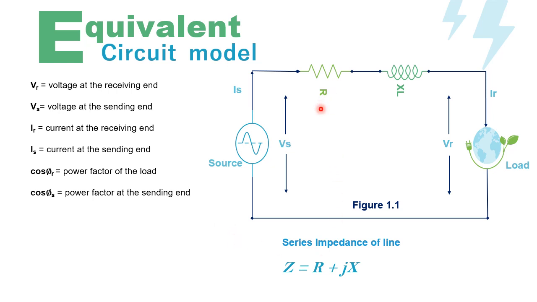The series impedance of the line is given as impedance equals resistance plus reactance. In short transmission lines, the shunt conductance and shunt capacitance of the line are neglected. Hence, the current remains the same at all points. So practically, we can say that IS equals IR equals I. It means that the current at the sending end is equal to the current at the receiving end, and the whole current on the short transmission line is the same.